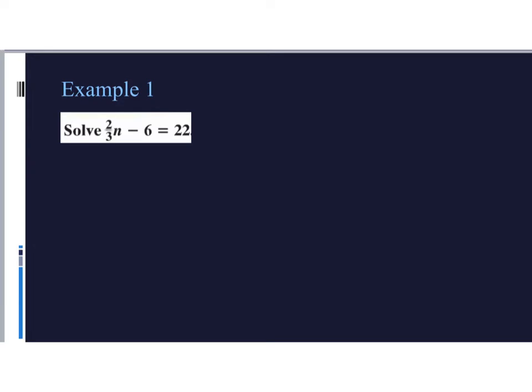It says to solve 2/3 n minus 6 equals 22. So recall, we need to start by undoing the addition or subtraction. So here, I'm going to undo the minus 6 by adding 6 to both sides. So now I'm left with 2/3 n equals 28. To undo the 2/3 from n, which is being multiplied, I'm going to divide both sides by 2/3.